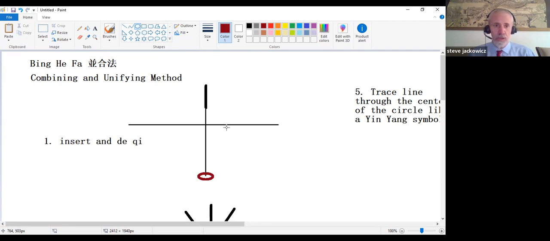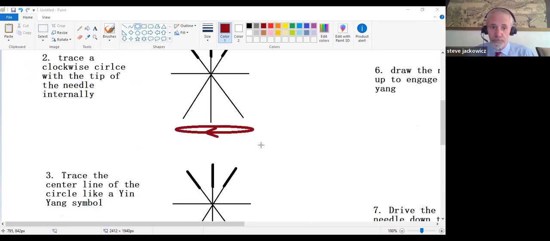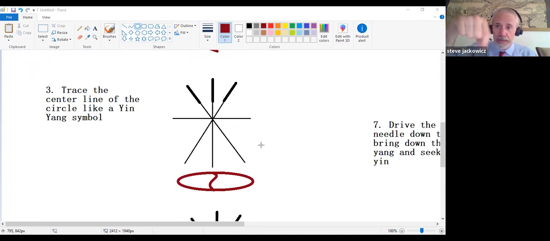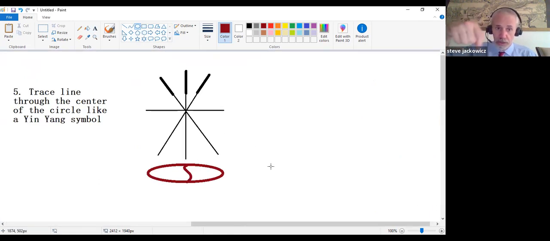Second, you trace a clockwise circle with the tip of the needle internally, as if you're turning the needle. We know the needle doesn't really turn that far, but you're pushing against the tissue, making a clockwise circle. Third, trace a center line as if you're making a yin-yang symbol, and that reverses the direction of your circle, and you trace a counterclockwise circle. Then you trace the center line of the circle, again like a yin-yang symbol, going the other way.